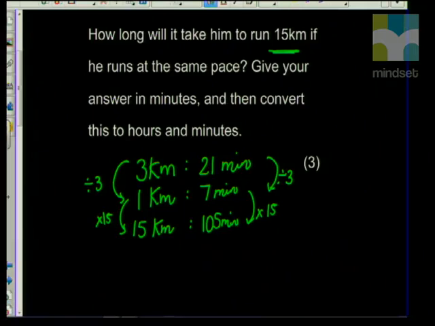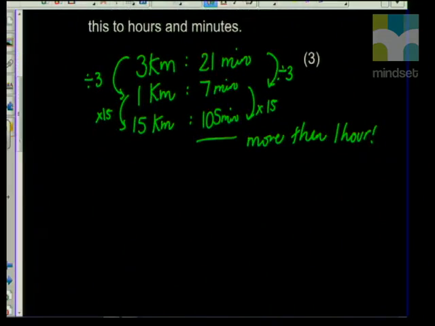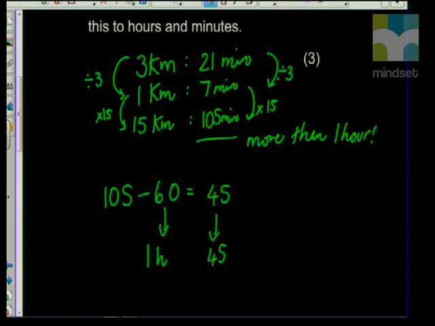Now I know that this is more than 1 hour. How do I know that? I know this because I know that there are 60 minutes in 1 hour. So one method is that I could say, okay, 105 minus 60 is equal to 45, which then means that this is 1 hour and 45 minutes.